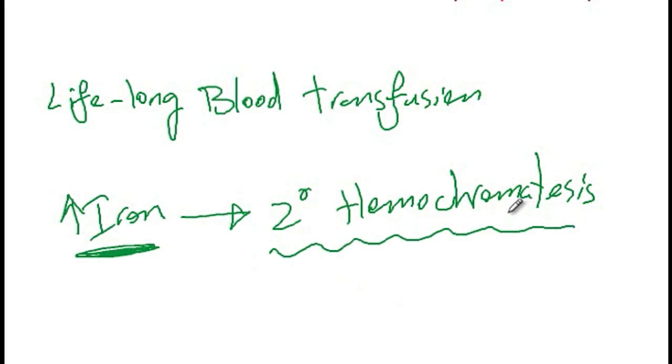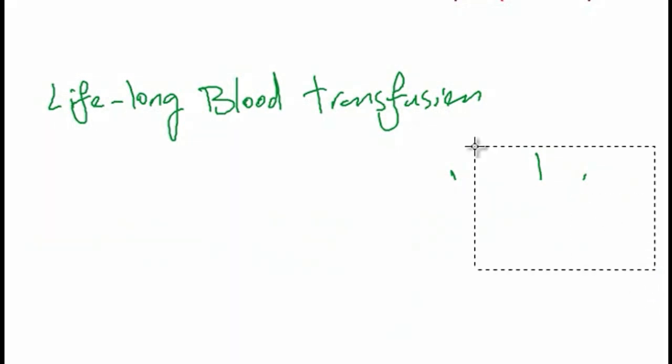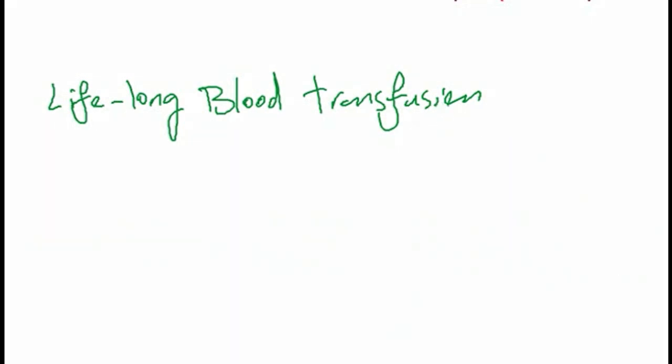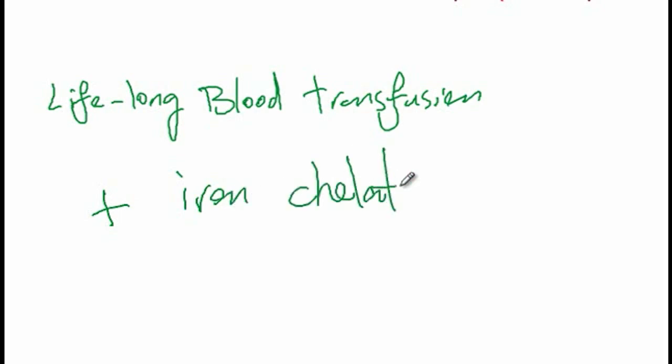And to avoid this problem, what you will have to do is to provide patients with chronic blood transfusions with the iron chelators. And can you tell me what's the name of the medication that you use as an iron chelator? So it's deferoxamine. So patients with beta thalassemia major will undergo lifelong blood transfusion along with iron chelators like deferoxamine to prevent secondary hemochromatosis.